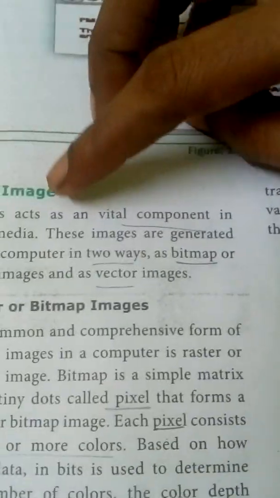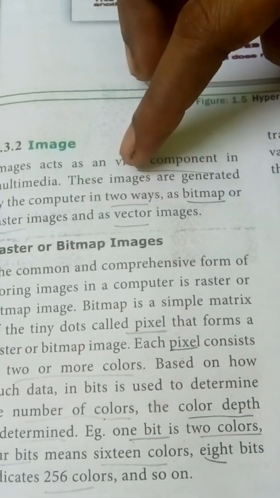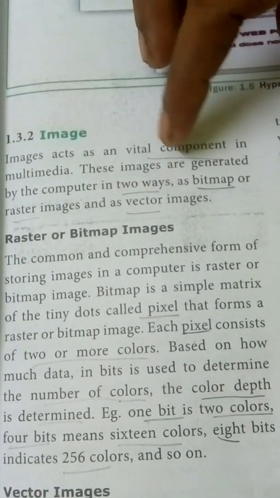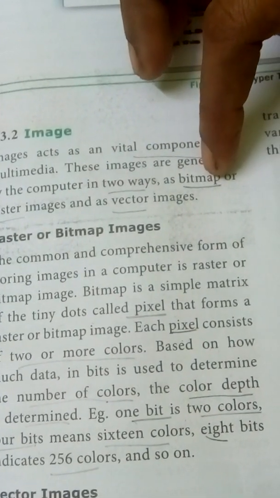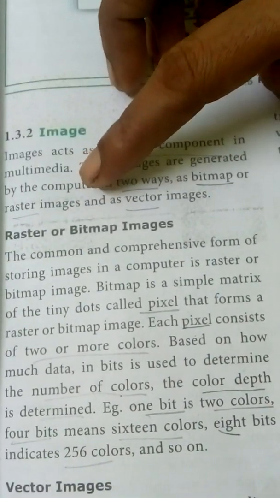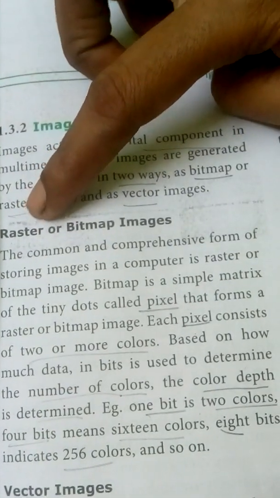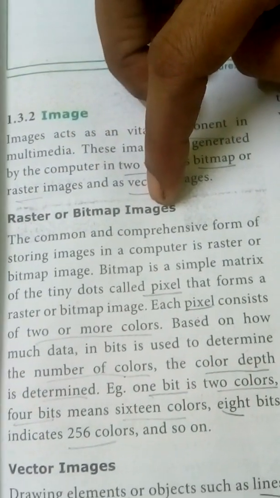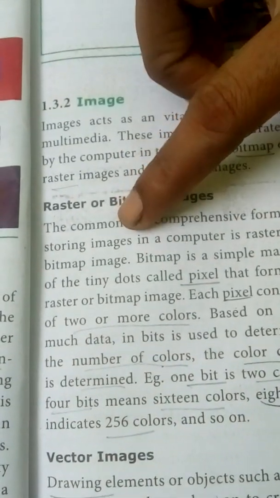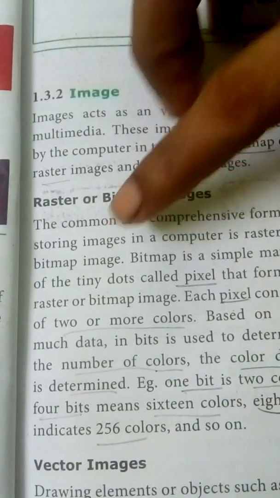An image acts as a vital component in multimedia. Images are of two types: one is the bitmap or raster image, and the second is the vector image. First we see the raster or bitmap image, which is the most common form of storing an image in a computer.